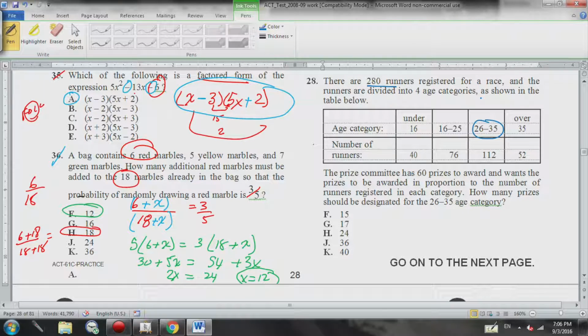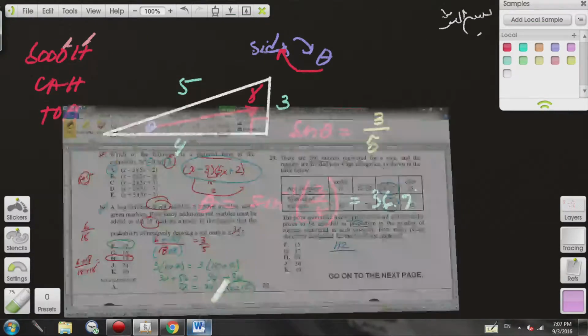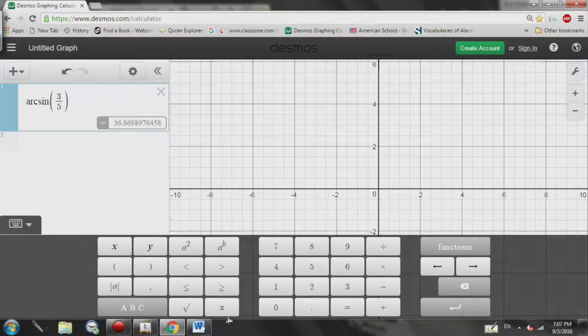The prize committee has 60 prizes to award and wants the prizes to be awarded in proportion to the number of runners registered in each category. How many prizes should be designated for this age group? Well, that age group had 112 runners. Out of how many? Let's see, we have to figure out.